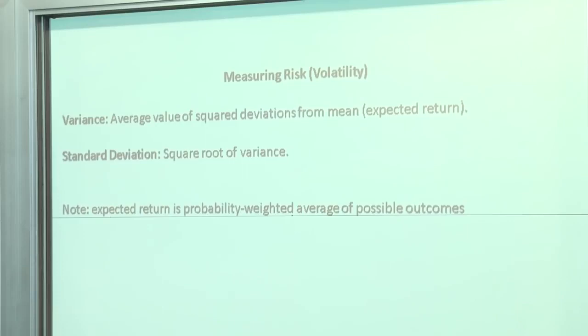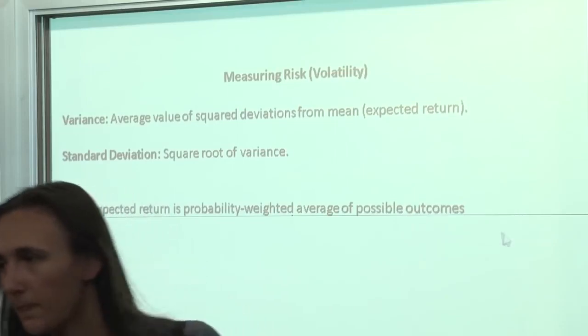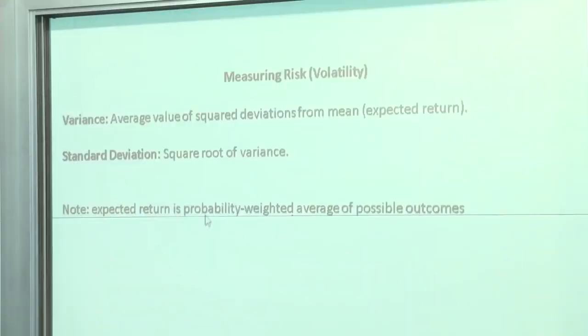Variance is just the average value of the squared deviation from the mean. We're going to do calculations on that, and standard deviation is just the square root of variance, okay? And the mean is just the expected return. Expected return is the probability-weighted average of possible outcomes. Let's see some examples.